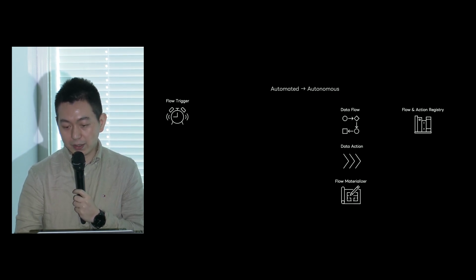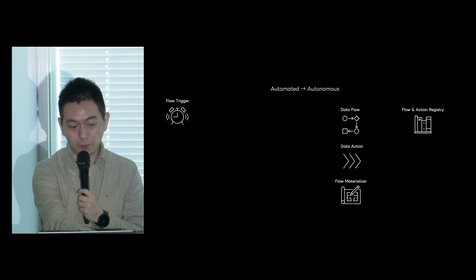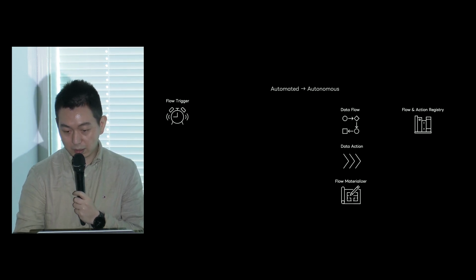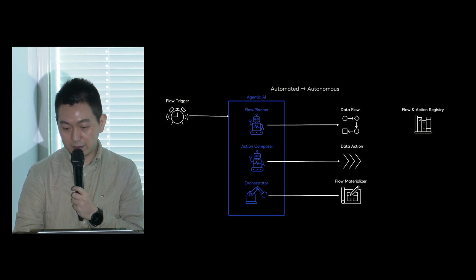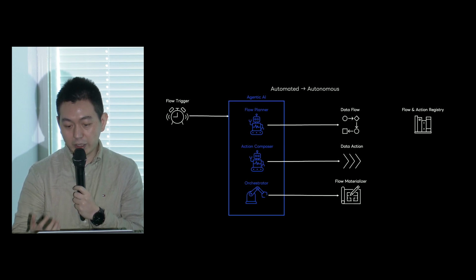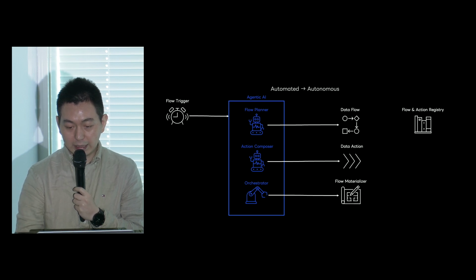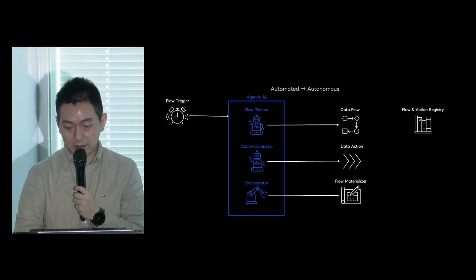Here are the components to support dynamic data flow from the previous page. We can see flow trigger, data flow, data action, flow materializer, and the registry. Let's try to connect them with agentic AI, which is a system to orchestrate different AI agents autonomously. First, agentic AI might receive some information from some flow trigger. Then it can determine if any changes need to be made.